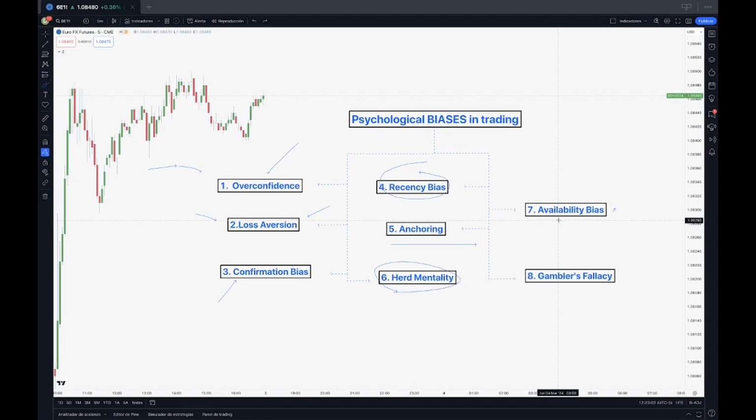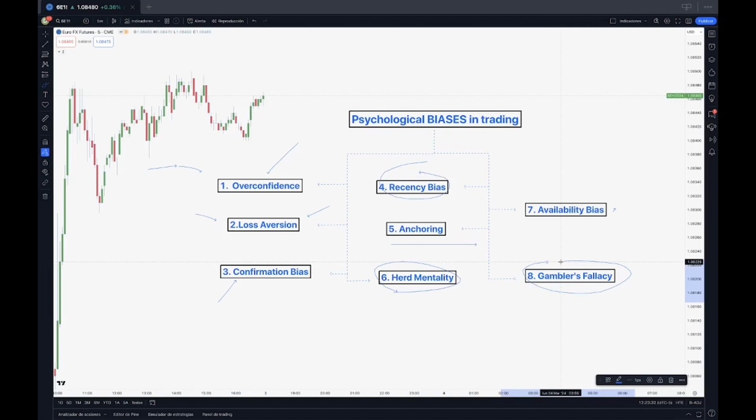And finally, I think we all, or 99% of traders, will struggle with this: gambler's fallacy. Believing that past outcomes influence future probabilities, traders may make irrational decisions based on the assumption that a series of losses or gains will eventually reverse. And that's a gambler's mindset, and that's not what we do in trading.